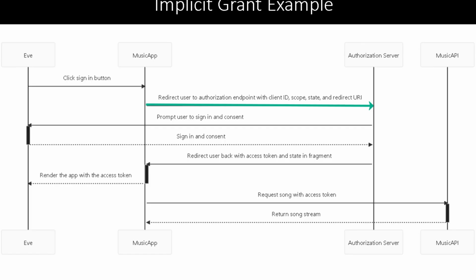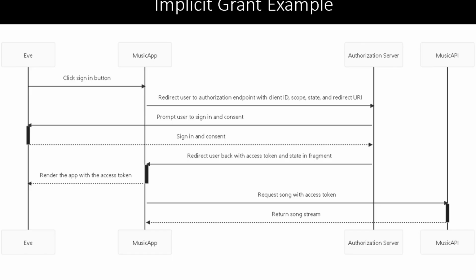Eve wants to listen to a song on the music app, but she needs to sign in and consent to the app to access her Music API account first. She clicks on the sign in button on the music app, which redirects her to the authorization server of Music API with the client ID and scope. Scope would be something like play. State would be another parameter that's passed, and redirect URI as a parameter.